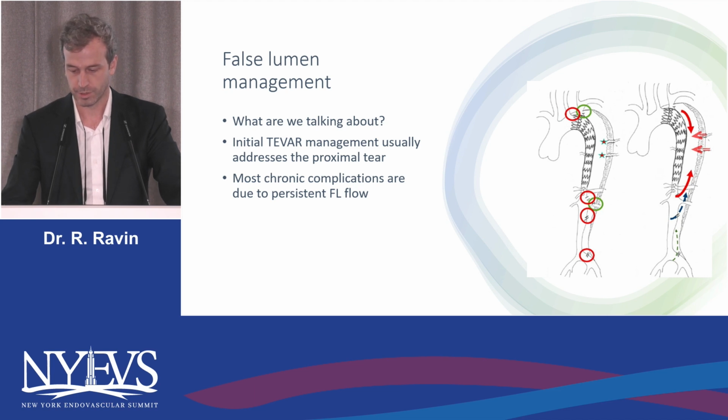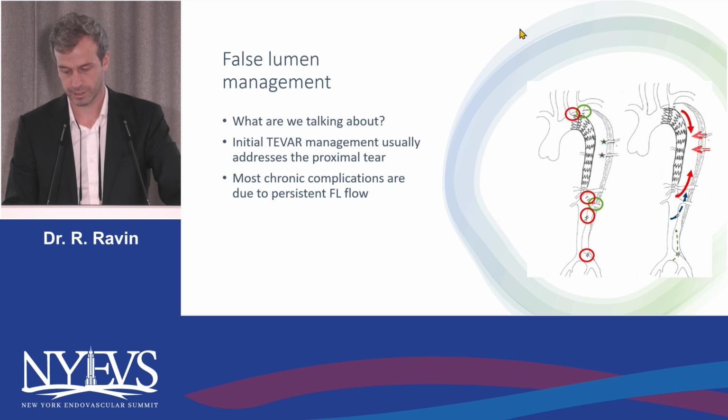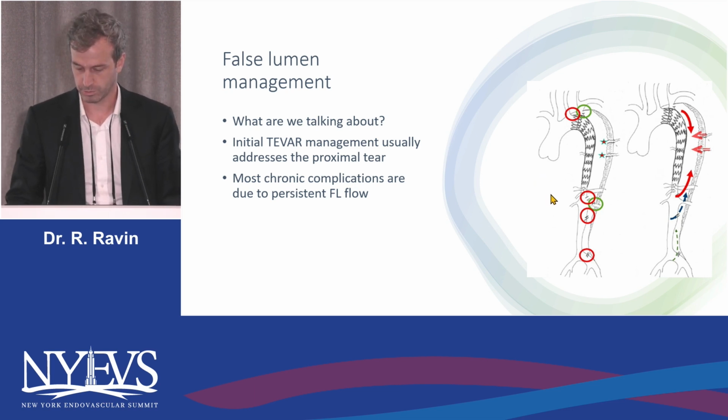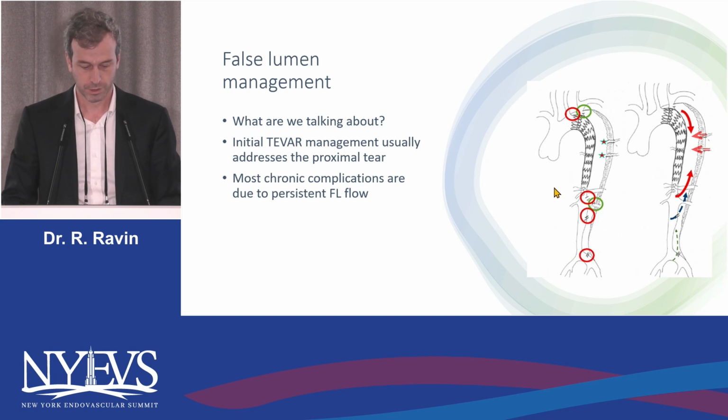So here we are. I'm going to be talking about false lumen management, and it's a very visual subject, so really try to look at these figures. They're all hand-drawn, mostly taken from manuscripts, and I can definitely provide you with where those are from. So in general, during the initial management of type B aortic dissections, when we do something endovascular, or surgical for that matter, most of the time we're talking about dealing with the entry tear.